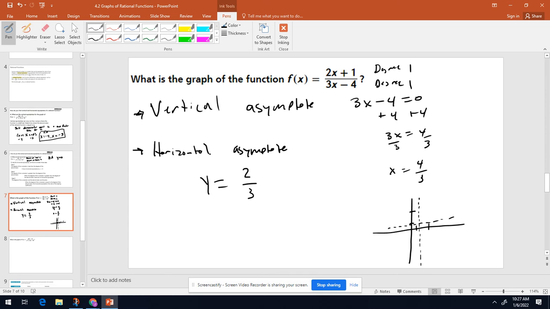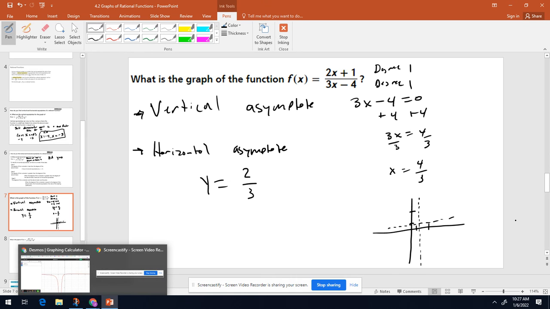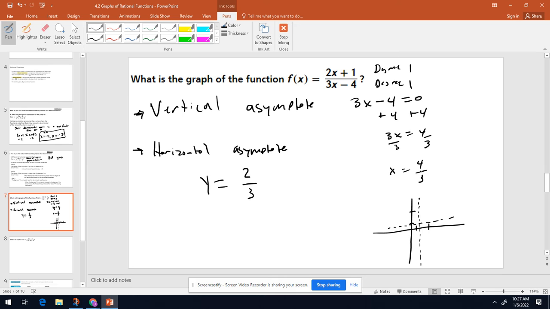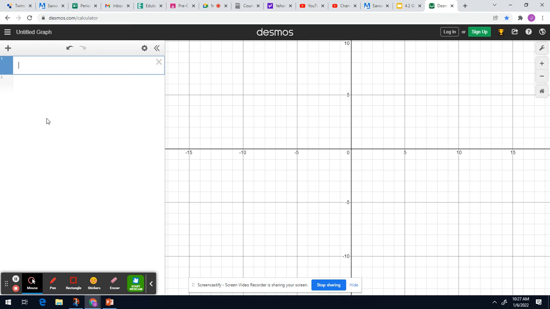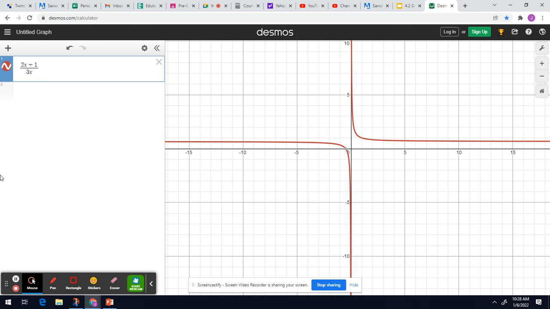Now, it's going to ask you to graph this. So we would go over to Desmos, and it's a multiple choice, so you just have to look at where the branches are. Okay, so that's 2x plus 1 over 3x minus 4. So when we graph this on Desmos, we've got a 2x plus 1 divided by a 3x minus 4.